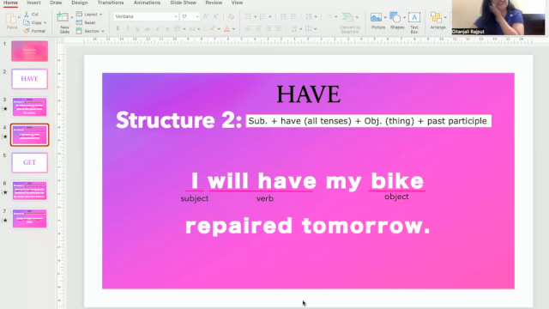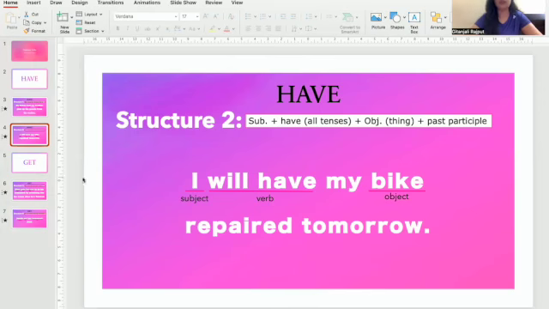The example here we can see is, I will have my bike repaired tomorrow. Now, in this structure, the subject has not mentioned the person who does the action for them. The focus is on the object that he acts upon. So remember, in this case, the object of the verb is a thing and not a person.